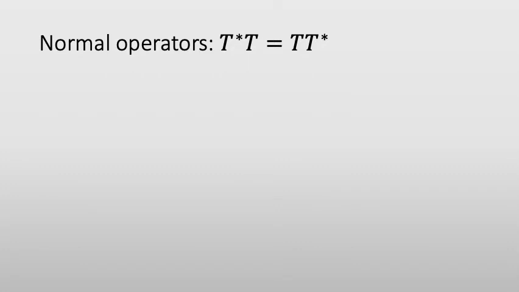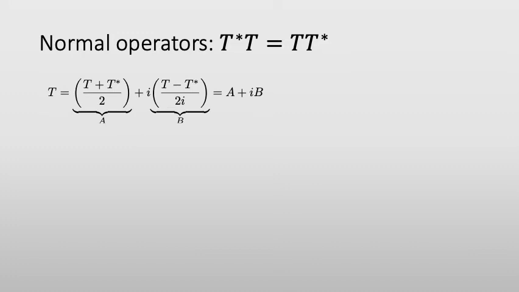Let's turn to normal operators. An operator is called normal when it commutes with its adjoint. Every normal operator can be written as a combination of two self-adjoint operators. Remember that every complex number has a real part and an imaginary part. It is very similar here. A normal operator in many ways can be thought of as analogous to a complex number.